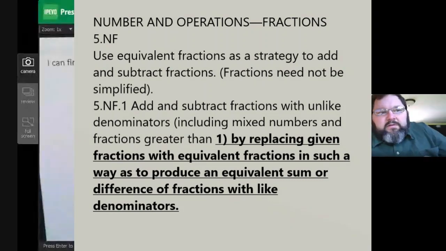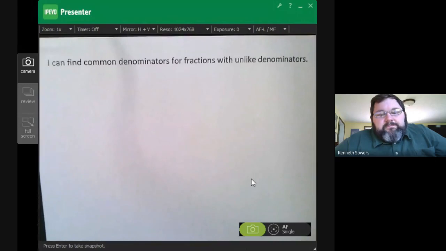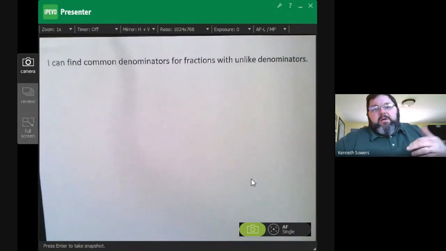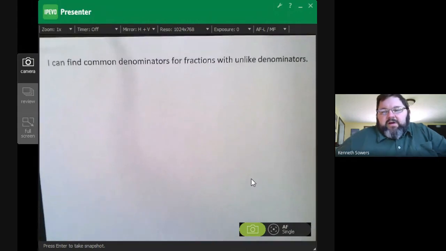Good morning. Today we are going to be continuing our lesson on fractions, but we're going to focus today on finding a common denominator for fractions that have unlike denominators. So by the end of today's lesson, hopefully you'll be able to find that common denominator when you're given two unlike denominators in a fraction.